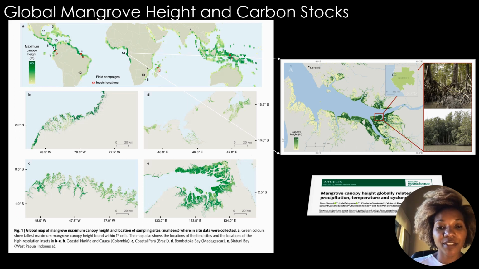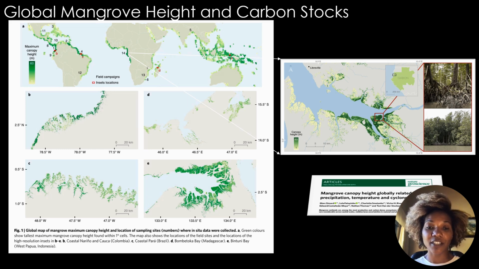Another product we produced is a global map of mangrove height and carbon stocks. This is also based on satellite data from NASA, and having access to height and carbon stocks can also be used as important indicators for the Sustainable Development Goals.